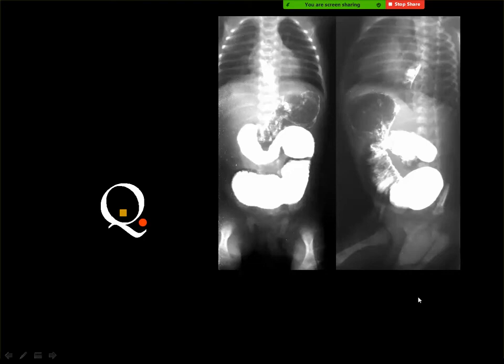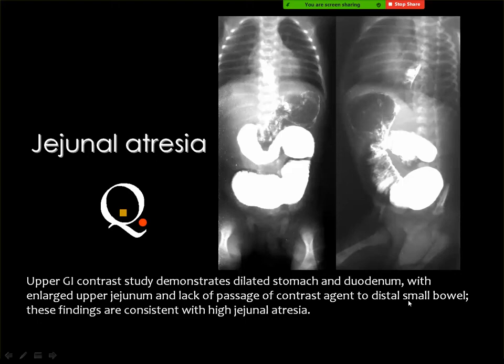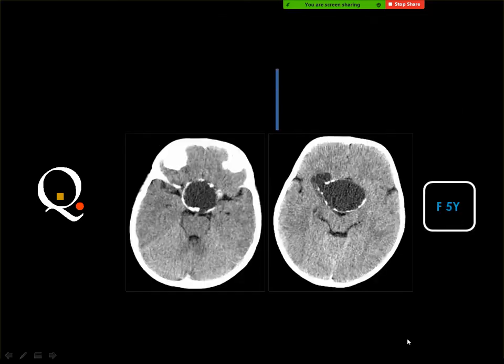Ileal atresia? Jejunal atresia? Yes, this is the stomach and the duodenum. The proximal part of the jejunum is blunted or obstructed, and this is proximal jejunal atresia.